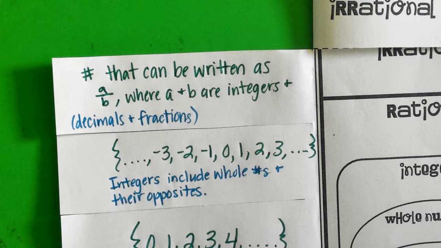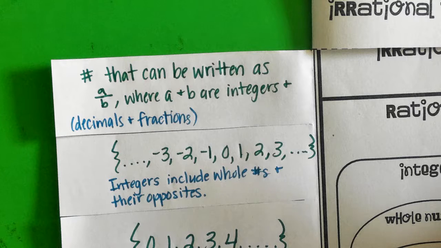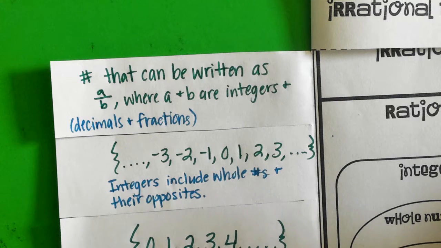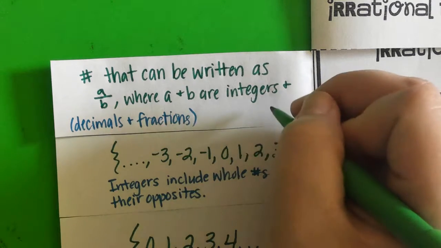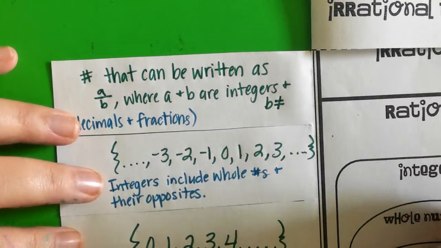Okay, so a rational number is a number that can be written as a fraction, because any decimal, we could probably turn it into some sort of a fraction. You know, 1/2, 0.5, they mean the same thing. 0.25, 1/4, they mean the same thing. But there's a rule about what can go in B. What number cannot be included in that denominator? B cannot be equal to what?